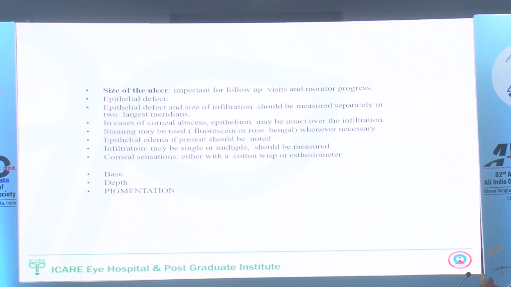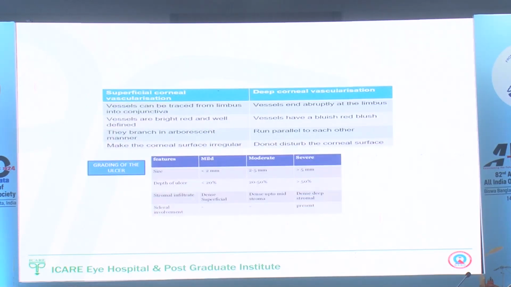Epithelial defect and size of infiltration should be measured in two largest meridians. In case of corneal abscess, the epithelium may be intact over the infiltration. Rose Bengal or fluorescein staining can be used when necessary. Area of epithelial edema. Infiltration may be single or multiple. Corneal sensations have also to be measured. Base depth and pigmentation should be noted. Superficial and deep vascularization should also be noted.